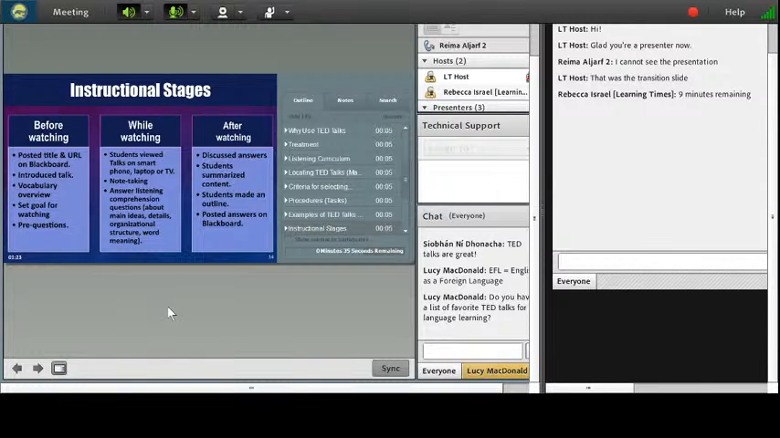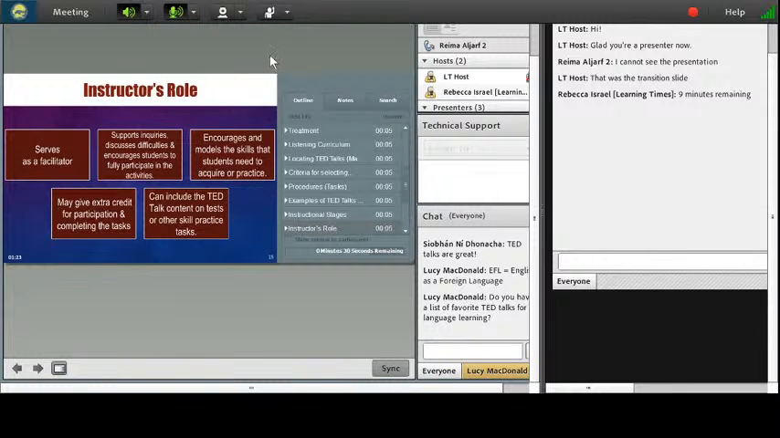While watching the talk, the students could view the talk on their smartphone, on the laptop, or smart TV. They could take notes, answer listening comprehension questions about main ideas, details, organizational structure, word meaning, and so on. After watching the talk, we discussed the answers together, and the students summarized the content of the talk. They also made an outline of the major points and subpoints, and the answers were posted on Blackboard so that all the students see each other's answers.